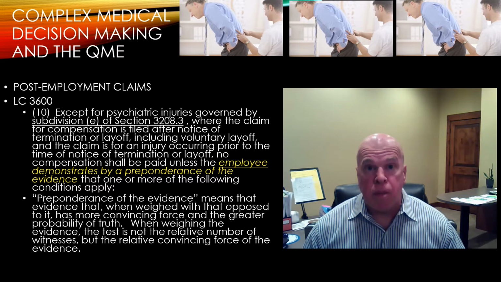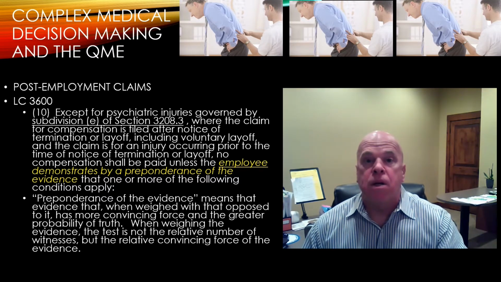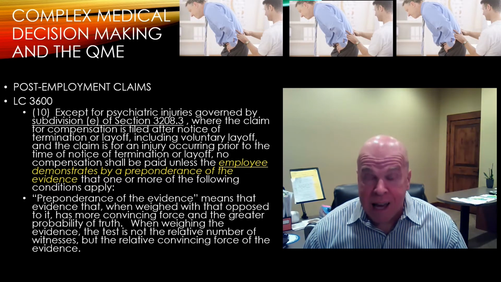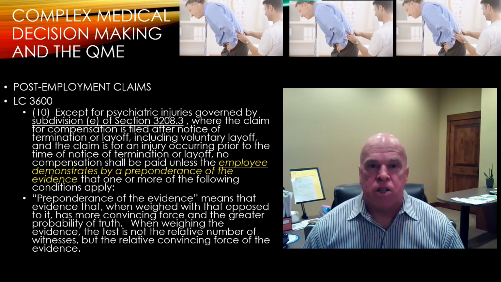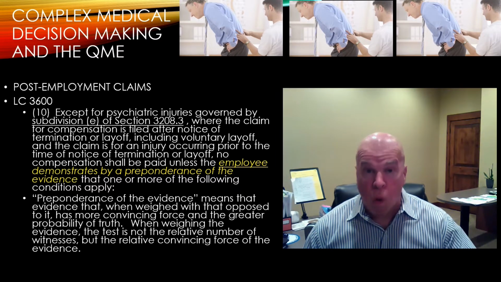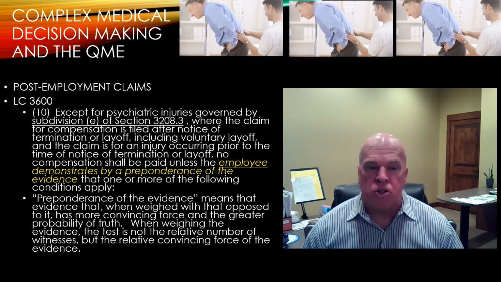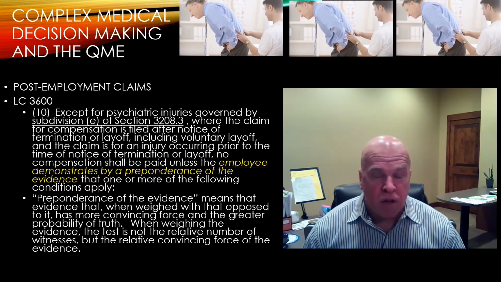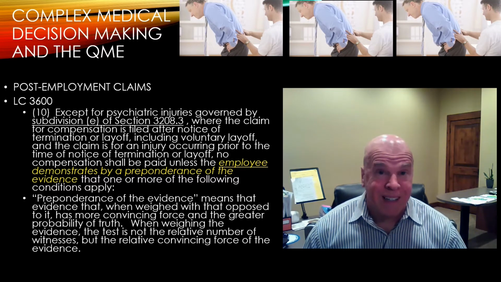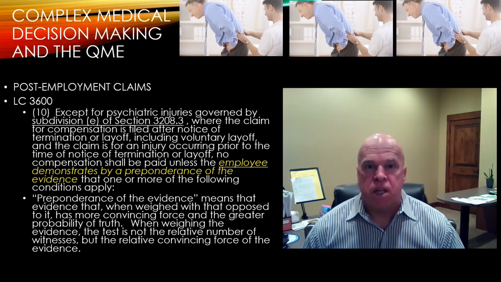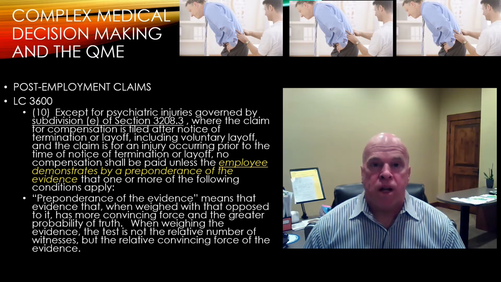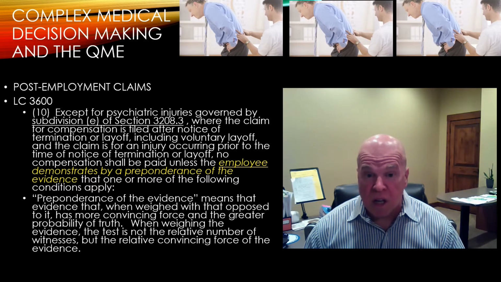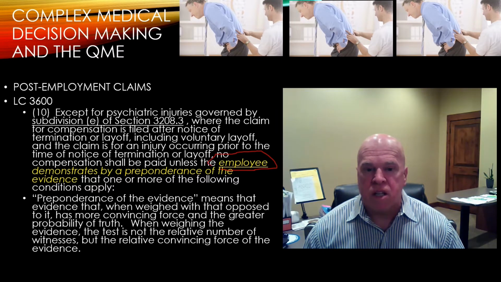No compensation shall be paid, and the claims administrator gets out the denial stamp and denies compensation unless, and Labor Code 3600 then gives us several exceptions to the no compensation requirement of this section of the law. It tells us that there are a few exceptions, but the employee must demonstrate by a preponderance of the evidence that one or more of the following exceptions exist. And we're not going to go into the exceptions, but again, the purpose of this is to drive home the point that the burden of proof rests with the party holding the affirmative of the issue. In this case, 3600 tells us that that's the employee.